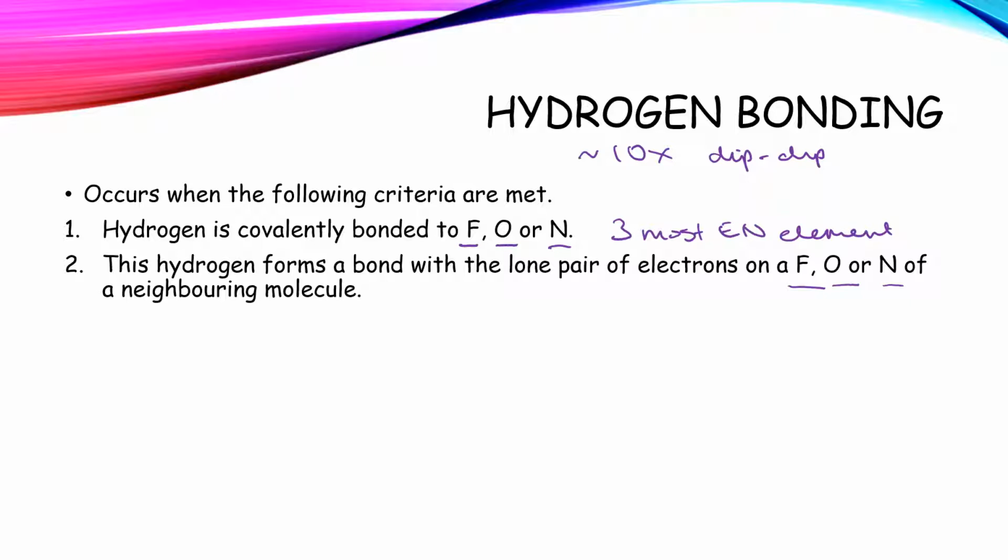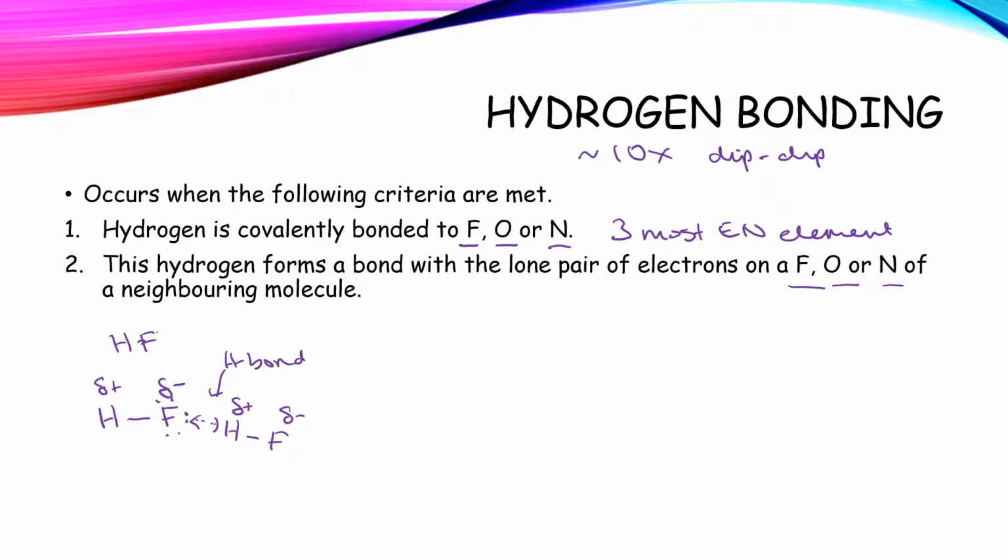For example, if you had HF, hydrogen fluoride, the hydrogen here forms an attraction with the lone pairs of electrons on a neighbouring molecule. So there is the hydrogen bond.